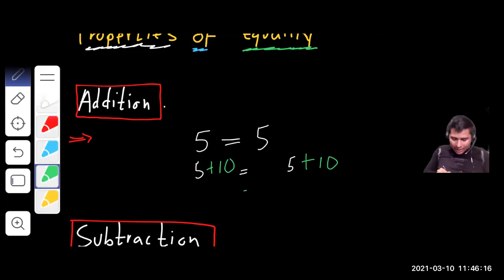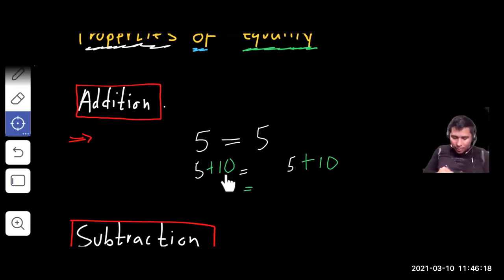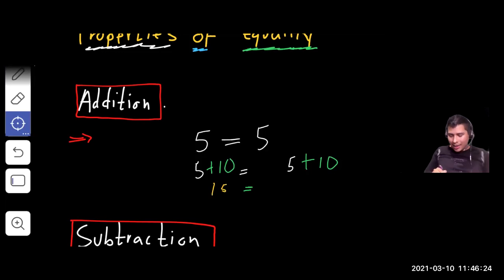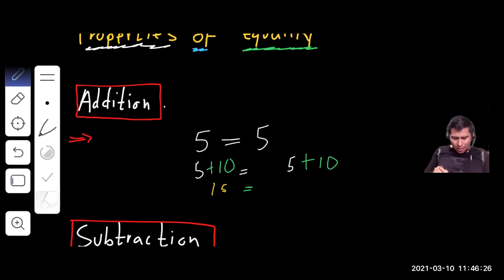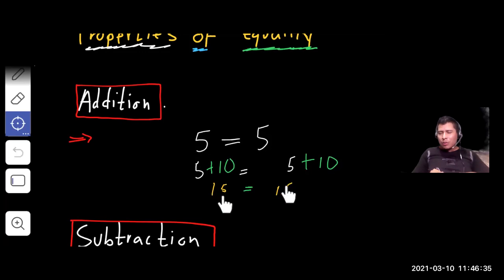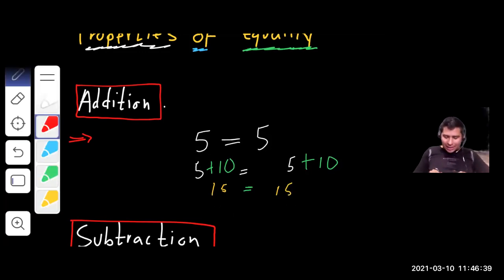Can someone tell me what is the answer, guys? 5 plus 10, 15. And here, 5 plus 10 on the other side, 15. Oh, it's 15. My original expression was 5 equals 5, but now I got 15 equals 15. Is that true or not? Yes, mister, it's true.